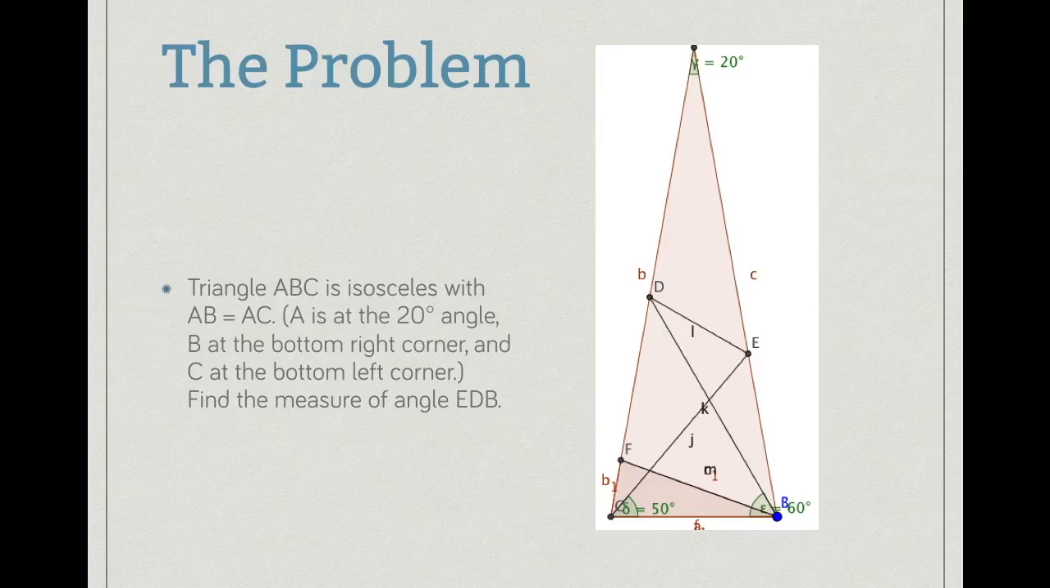The problem states that triangle ABC is isosceles, with AB equals AC. A is at the 20-degree angle because A didn't want to show up, he was playing hide and seek with me. B at the bottom right-hand corner, and C at the bottom left-hand corner.